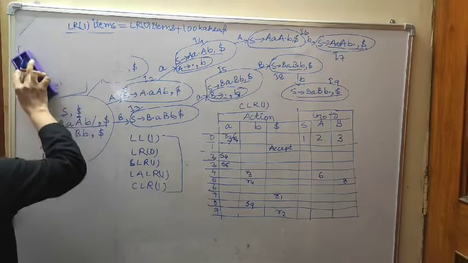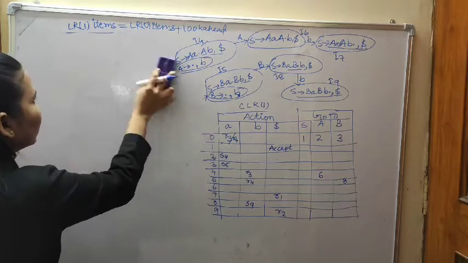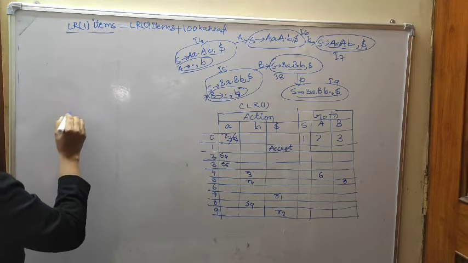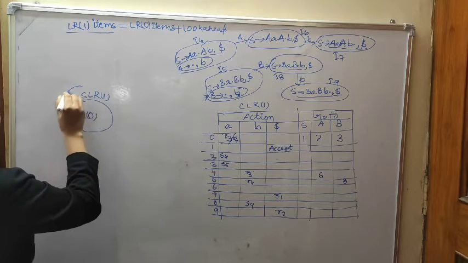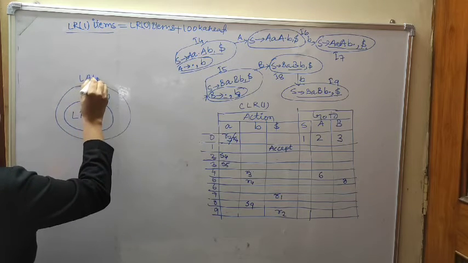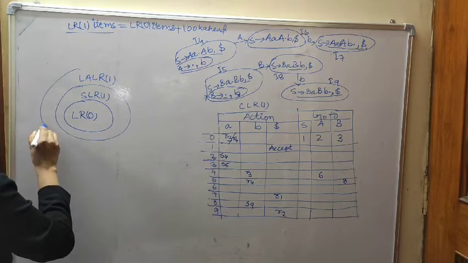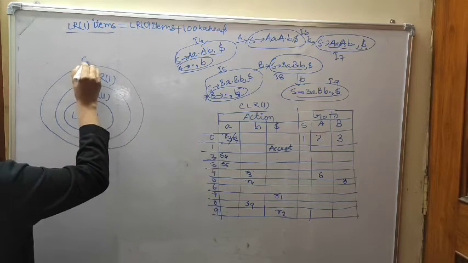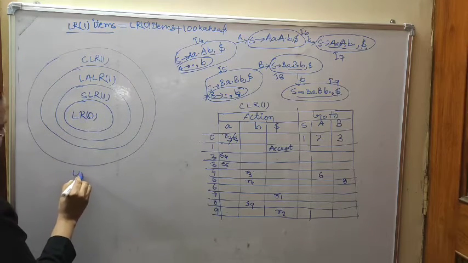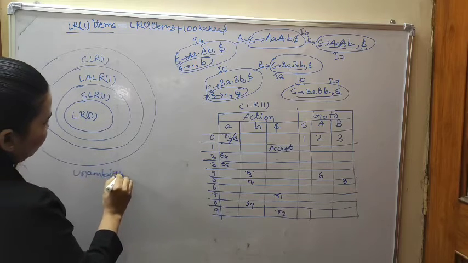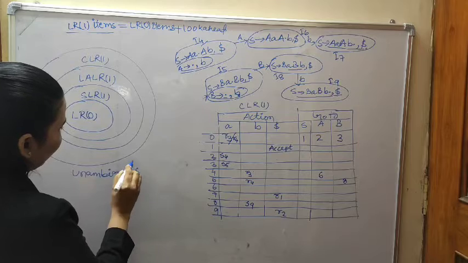Then you know the famous diagram of the parsers. First will come LR0, then SLR1, then LALR1, then comes CLR1, then comes unambiguous grammar.